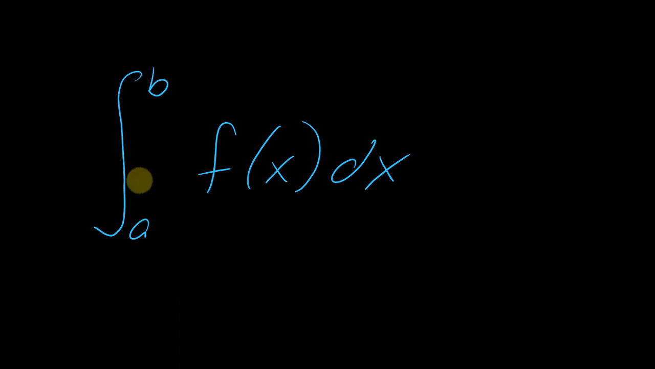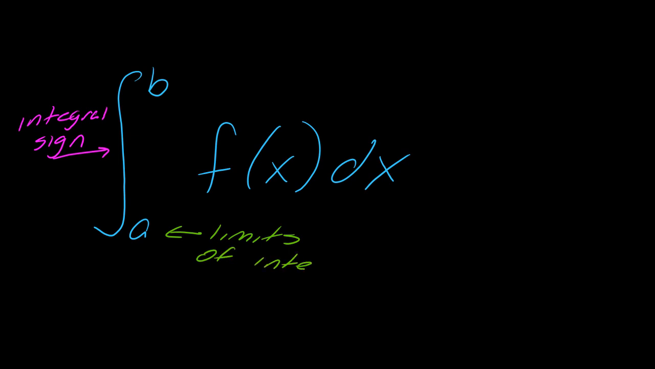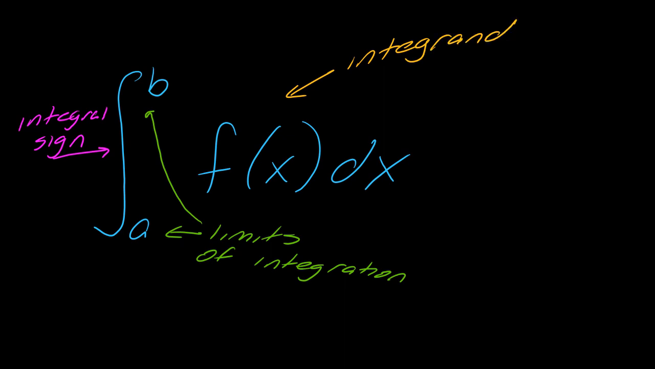We have talked about this in some aspects before. So this part here is your integral sign. And you'll notice that there are these a and b. These are called your limits of integration. f of x is what's known as the integrand. And finally, this last part, this dx, is your variable of integration.